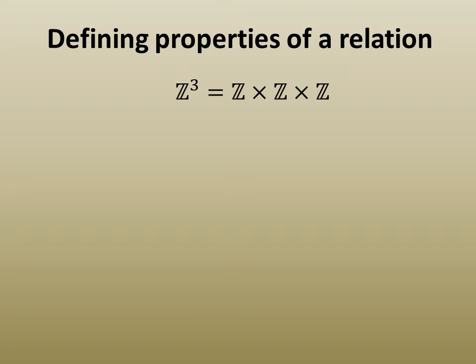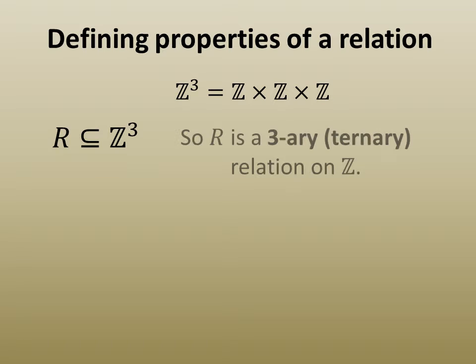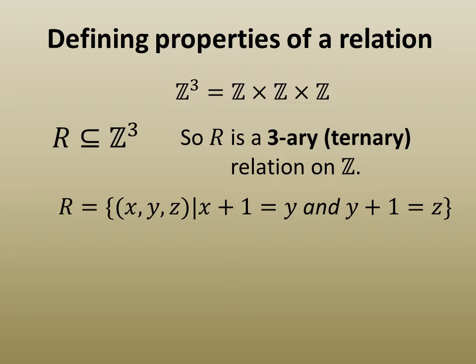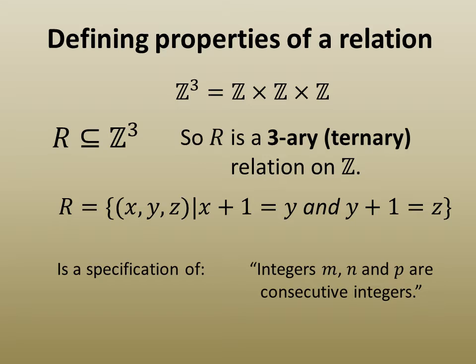Next, note that we have 2 different ways of writing a Cartesian power. In this case, we have the third Cartesian power of the integers. Now, let R be a subset of this. R then is a 3-ary relation on the integers. Also note that 3-ary relations are sometimes called ternary relations. Now, we will specify R as the set of all 3-tuples (x, y, z) such that x plus 1 equals y and y plus 1 equals z. We see that this is a relation where m, n and p were required to be consecutive integers.